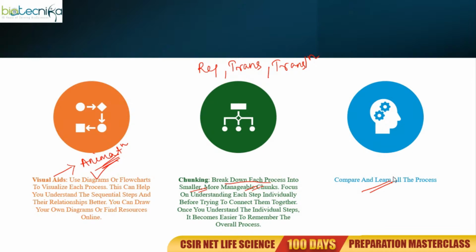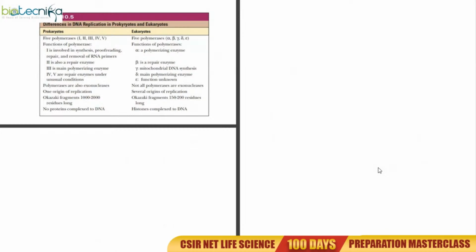Compare and learn all the processes means, as we know that this central dogma of life is common when it comes to prokaryotes and eukaryotes. Of course, there will be minor variations in terms of enzymes or the transcription factors or the factors that are involved. Otherwise, the overall process remains the same. So for that purpose, what you can do, you can compare and learn. If you look over here, this is the replication in prokaryotes and eukaryotes. Overall, the process remains the same, but what is different? The difference is in terms of enzymes.